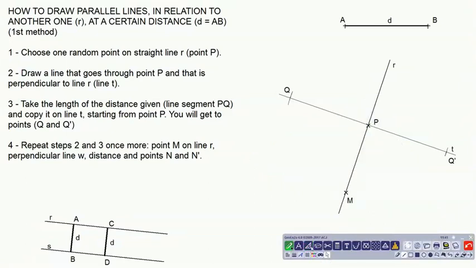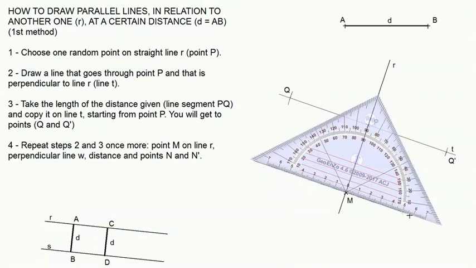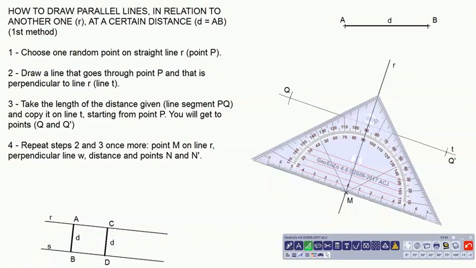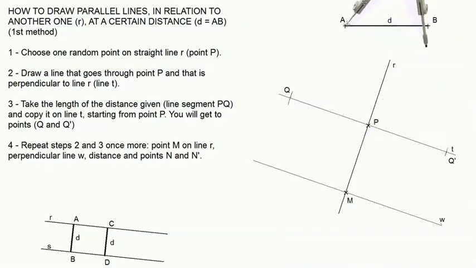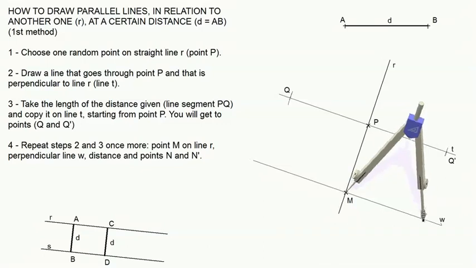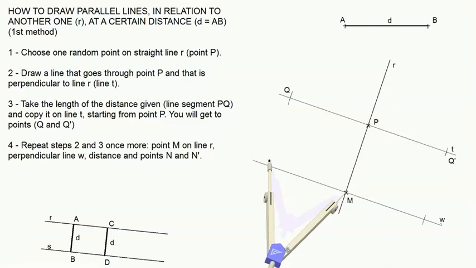which is this one, line W. Now we repeat the same steps as before. We take length from A to B, which I already have here, and find 2 points N and N prima.